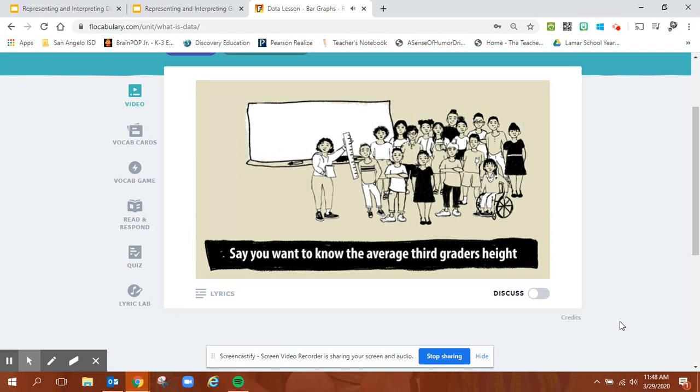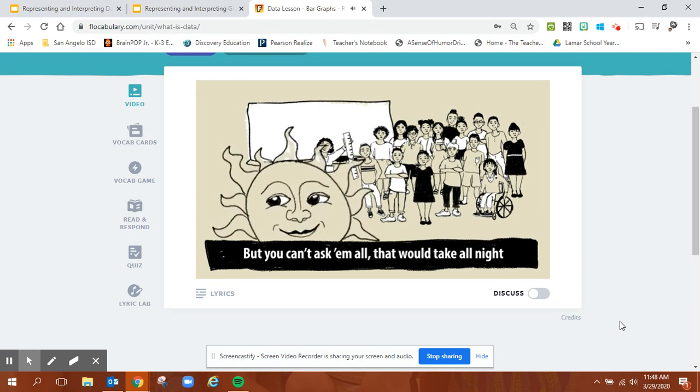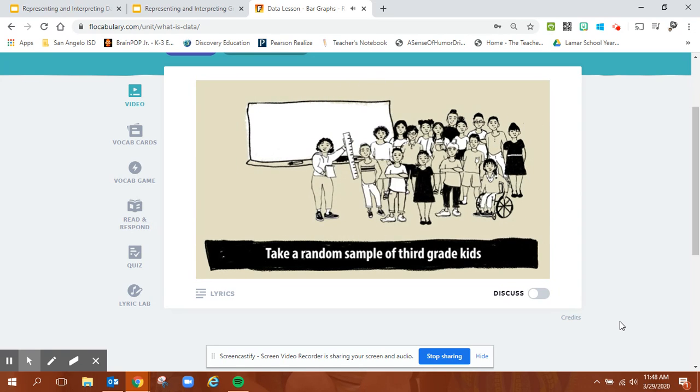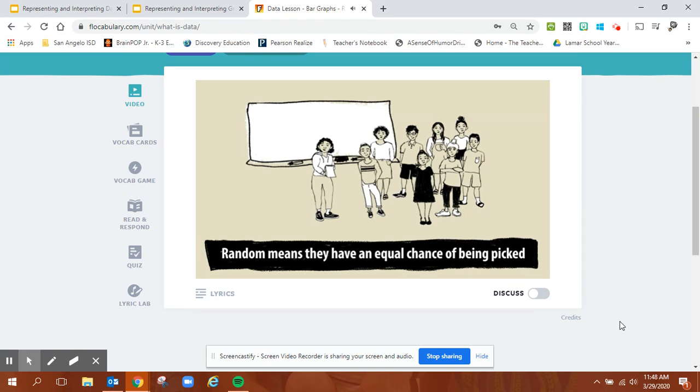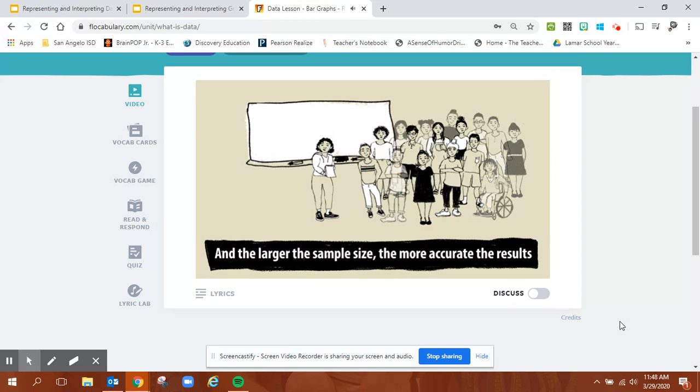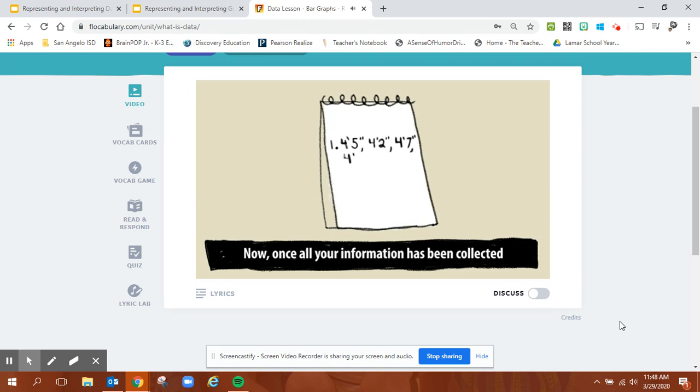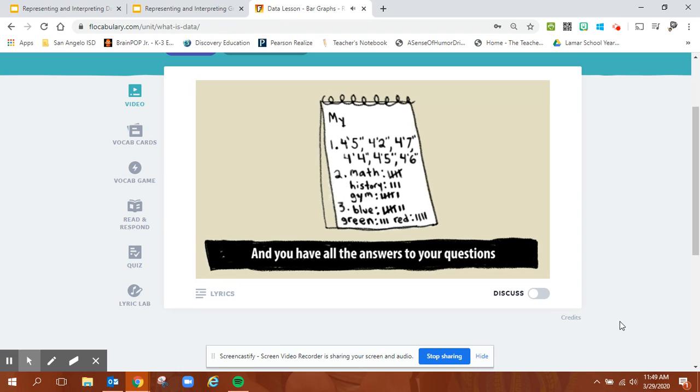Say you want to know the average 3rd grader's height, but you can't ask them all, that would take all night. Take a random sample of 3rd grade kids. Random means they have an equal chance of being picked, which means the sample represents 3rd graders as a whole. And the larger the sample size, the more accurate the result. Now, once all your information has been collected, and you have all the answers to your questions, you have a data set. It has everything you need.